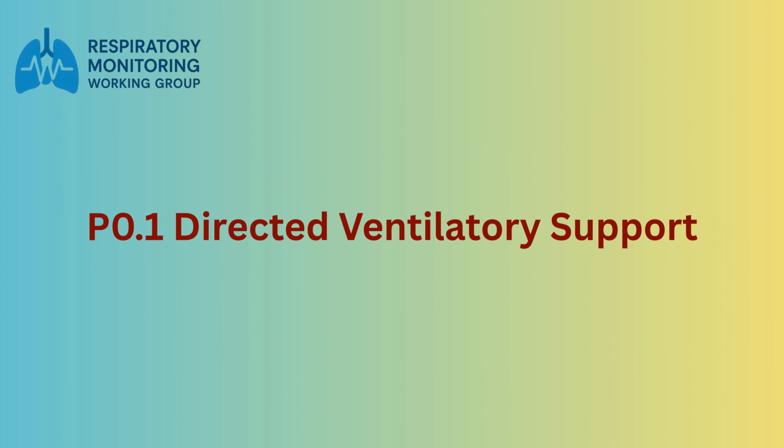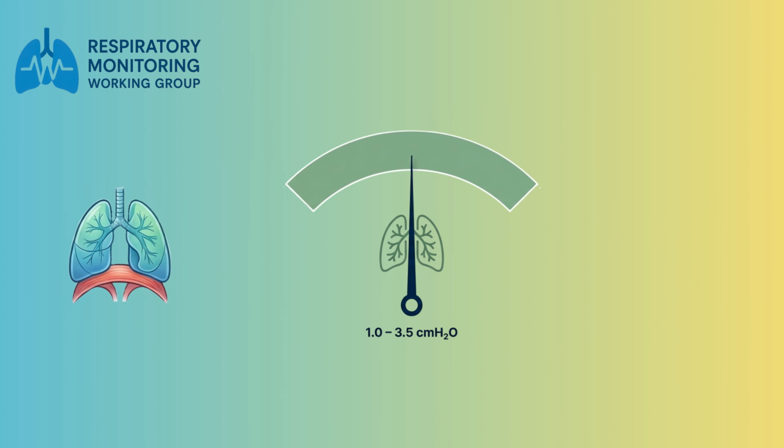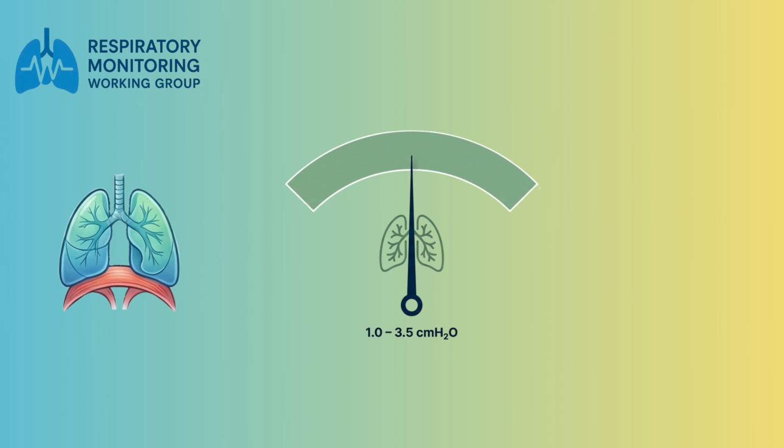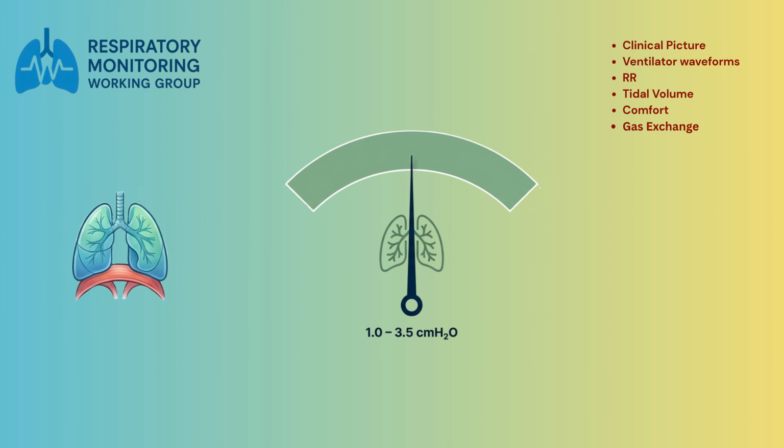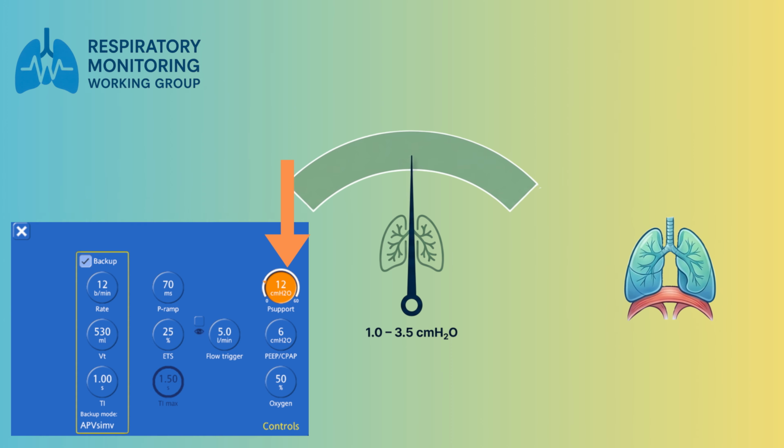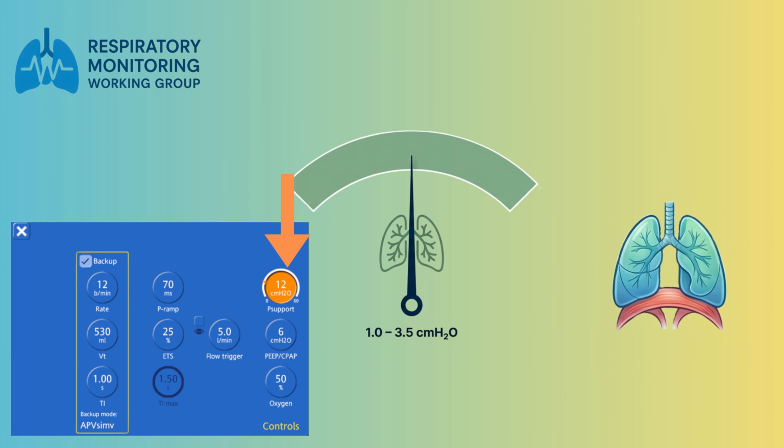P0.1 directed ventilatory support. A P0.1 between about 1 and 3.5 is potentially acceptable range, but it should never be interpreted alone. It must be integrated with respiratory rate, tidal volume, patient comfort, gas exchange, and ventilator waveforms. If the patient is stable and has adequate gas exchange, proceed with further weaning of the ventilatory support and reassess the patient and P0.1 value.